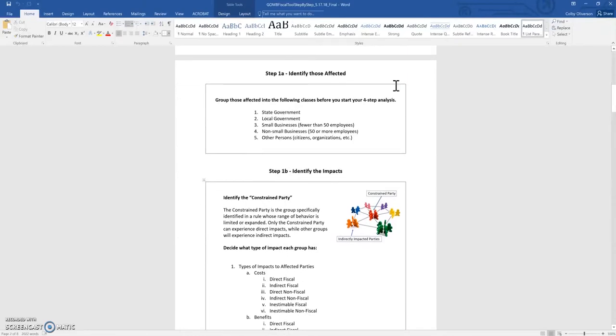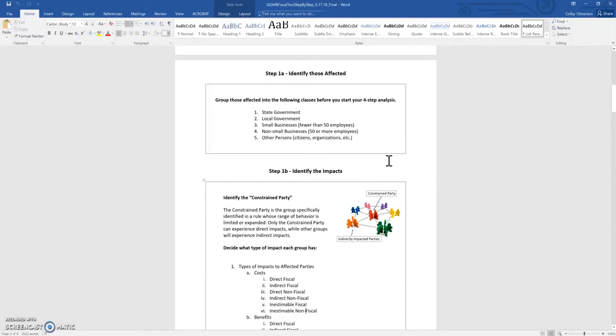And we'll start with the top half of the document here where it says step 1, identify those affected. Right below it says group those affected into the following classes before you start your 4-step analysis. Now the classes that can be affected are the following: state government, local government, small businesses with fewer than 50 employees, and later on in step 2, I'll explain how you can find out how many employees affected businesses have. The 4th class is non-small business, which are businesses with more than 50 employees. And the final affected class is other persons, which are organizations, citizens, or simply just individuals.